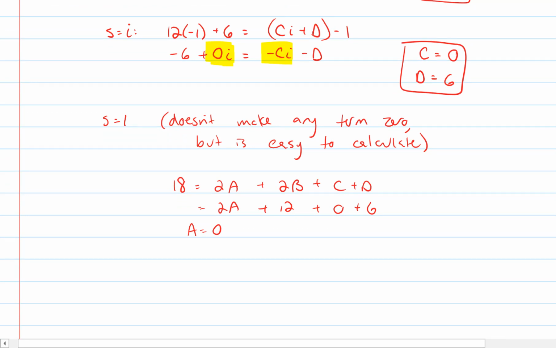And so what we can conclude from that is that our partial fractions give us that 12s squared plus 6 over s squared times s squared plus 1 is equal to 6 over s squared plus 6 over s squared plus 1, because we found that A is equal to 0, and we also found that C was equal to 0.